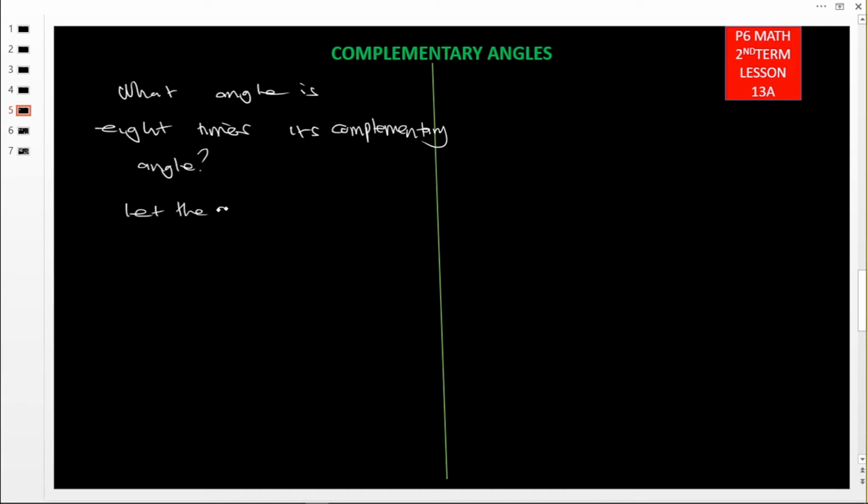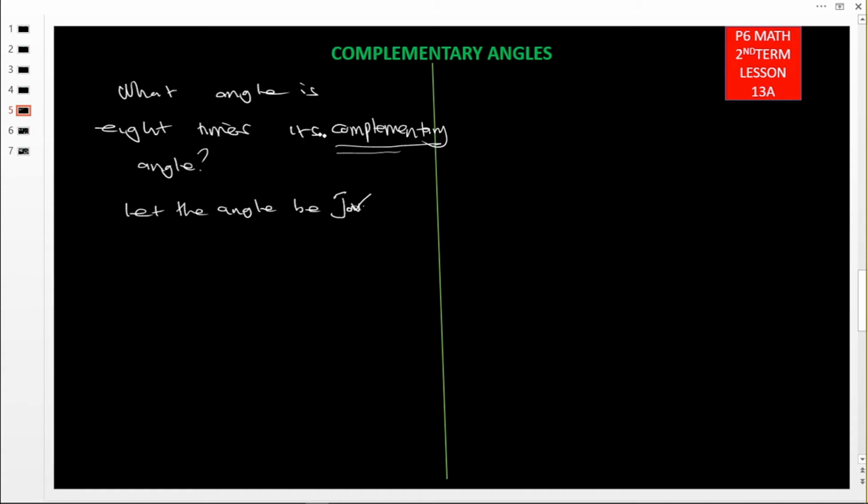So let the angle be J. Then this J is our angle, right? Then we don't know its complement, so we have first to get its complement. Please get me clearly. What angle? We don't know the angle, so let the angle be J.